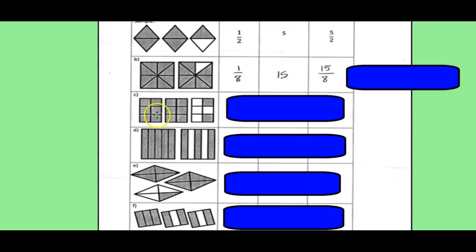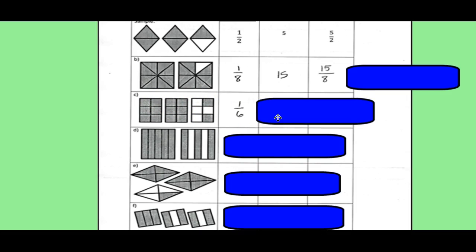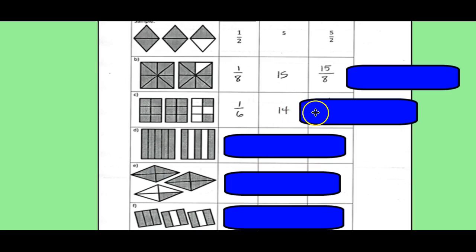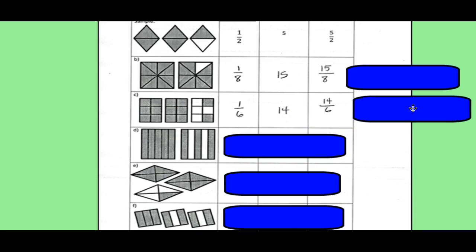So when we're looking at C, each whole has 6 different parts. So if I were to go in here and label each one of these little squares, each one would be 1/6. There are 6, 12, 13, 14 different parts that are shaded. So 14 goes in this part of the chart. And the part that is shaded as a fraction is 14/6.